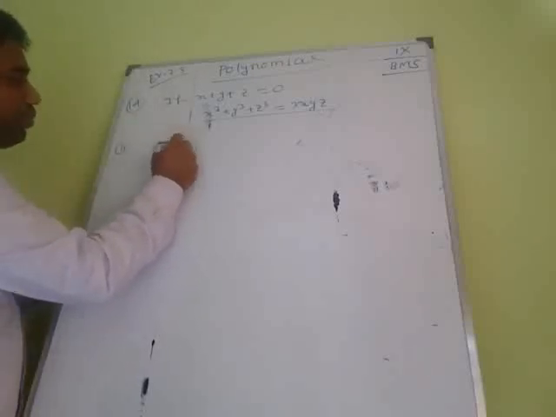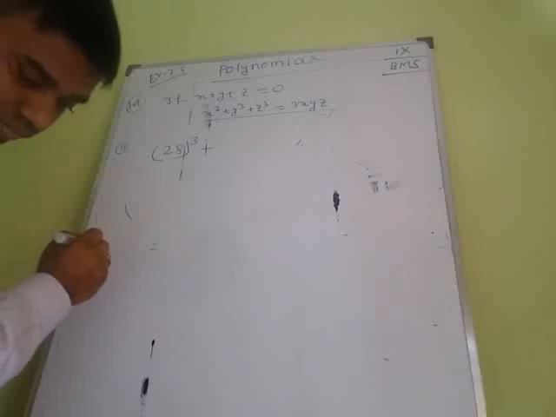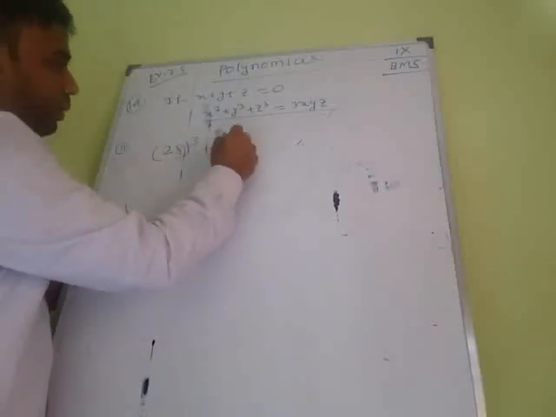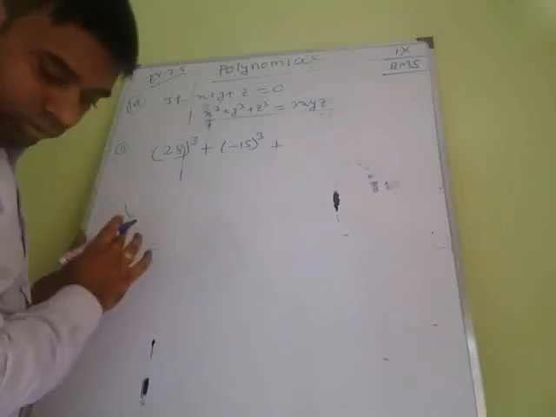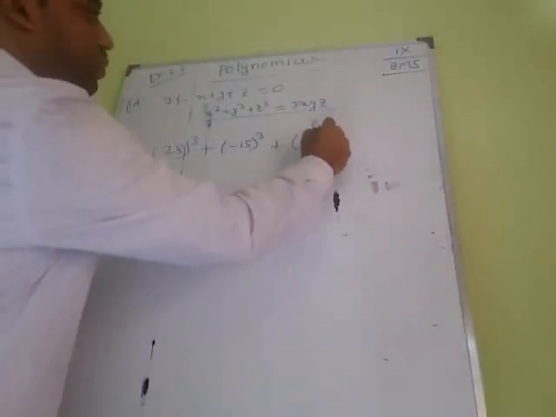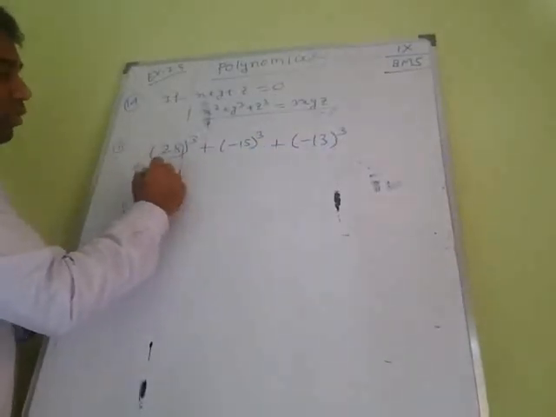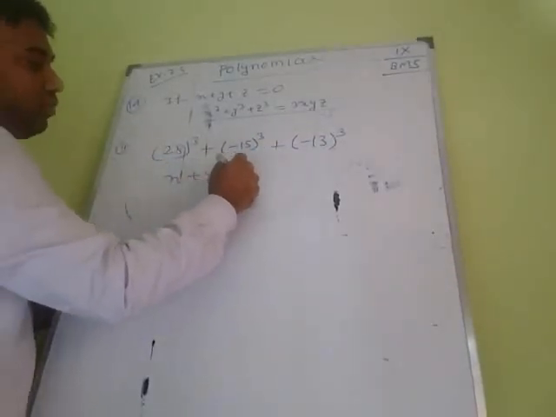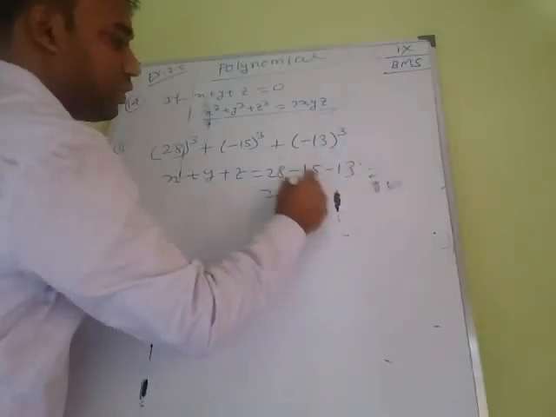Twenty-eight cube minus 15 cube minus 13 cube. That is x cube plus y cube plus z cube. Now x plus y plus z, that is 28 minus 15 minus 13. That is also the sum 0.